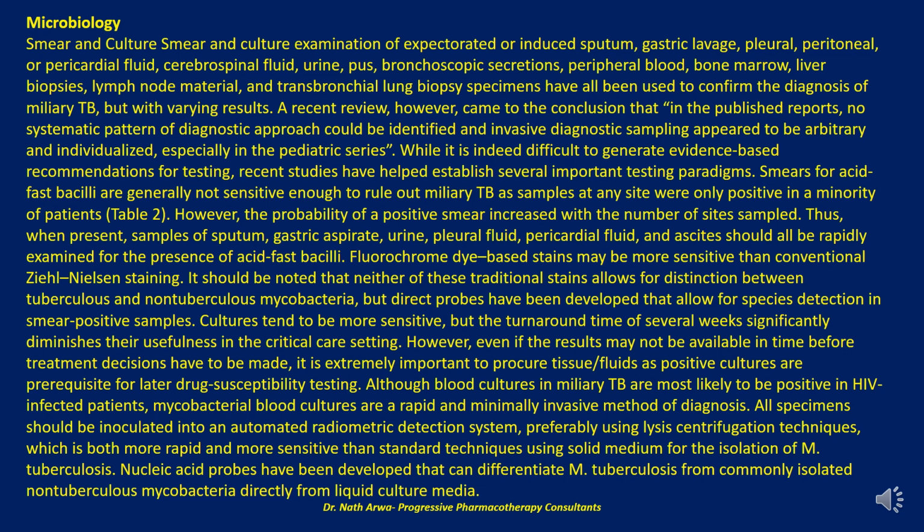Smears for acid-fast bacilli are generally not sensitive enough to rule out miliary TB, as samples at any site were only positive in a minority of patients, as shown in Table 2. However, the probability of a positive smear increased with the number of sites sampled. Thus, when present, samples of sputum, gastric aspirate, urine, pleural fluid, pericardial fluid, and ascites should all be rapidly examined for the presence of acid-fast bacilli.